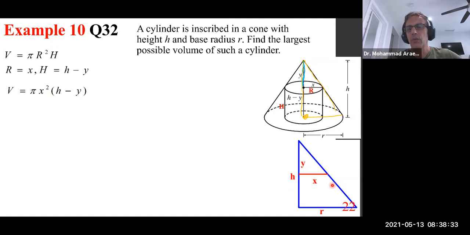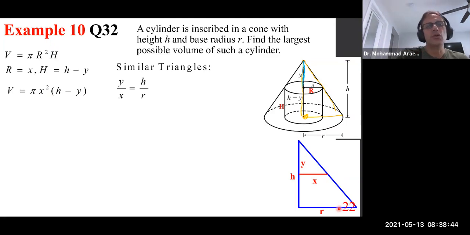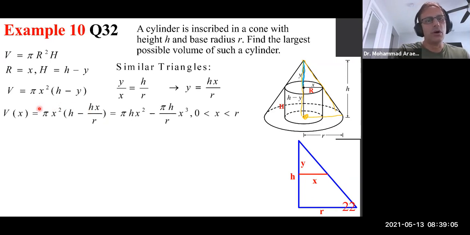So we can see the relationship, for example, in the smaller one, y to x is the same as h to r. And therefore, we can solve for one of these variables, either y or x, and replace it here. In this case, we're going to solve for y and replace it here. So I hope you see that the hardest part is actually the geometry and trigonometry involved. So we do that. We are trying to write this as a function of one of those variables, x or y.